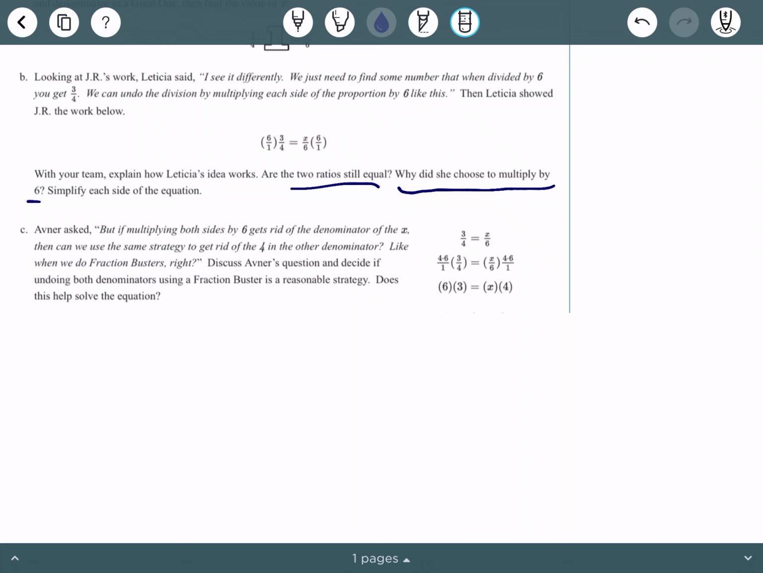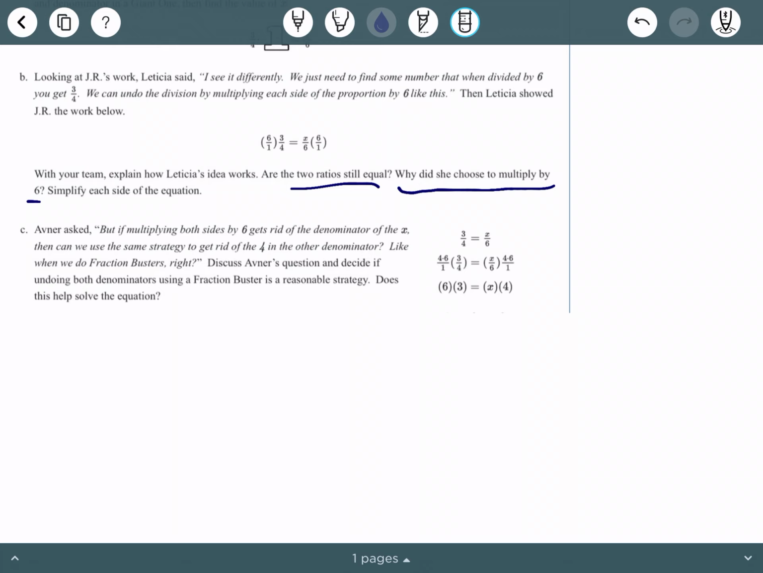Now let's take a look at C. It says, Avner asked, but if multiplying both sides by 6 gets rid of the denominator of the x, then can we use the same strategy to get rid of the 4 and the other denominator like when we do fraction busters, right? Discuss Avner's question and decide if undoing both denominators using a fraction buster is a reasonable strategy. Does this help solve the equation?